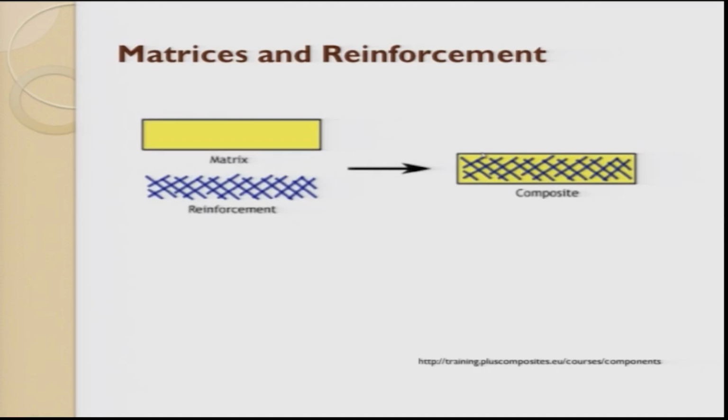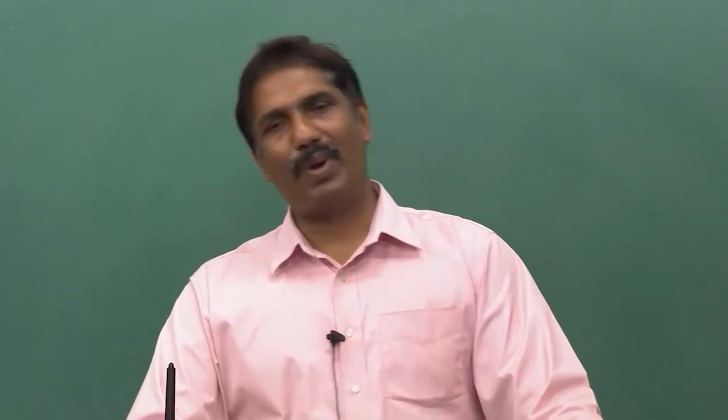A recap of last class: to make a composite, you need 2 or more ingredients. The most predominant ingredient will be the matrix, and the reinforcing agent will be that which gives strength to the composite. The matrix can be of any type; it can be made out of polymer, metal, or ceramic. The reinforcement, like discussed last class, can be continuous, discontinuous, or particulate type. Depending upon these 2 combinations, we would always try to have a synergetic output as a composite material.